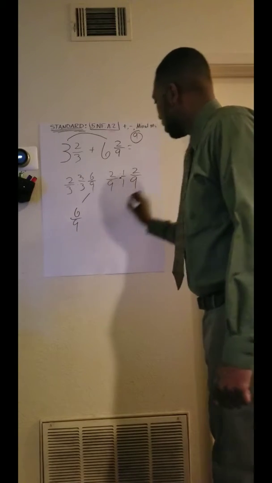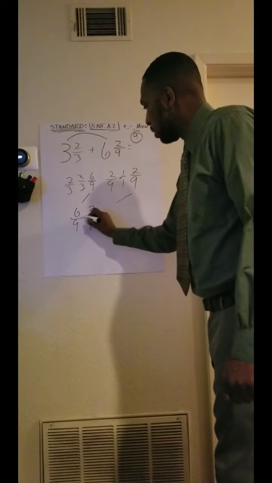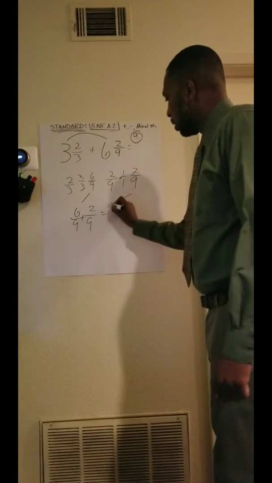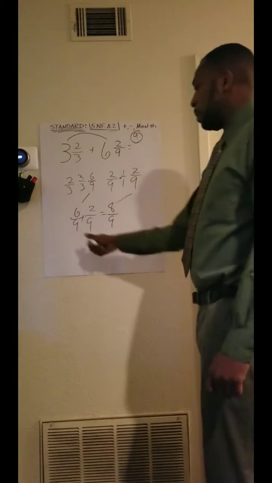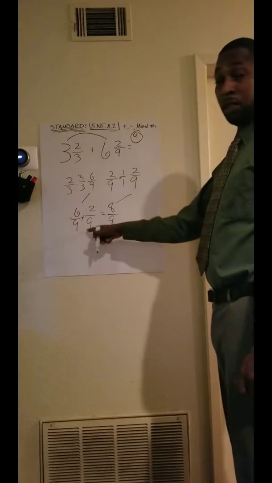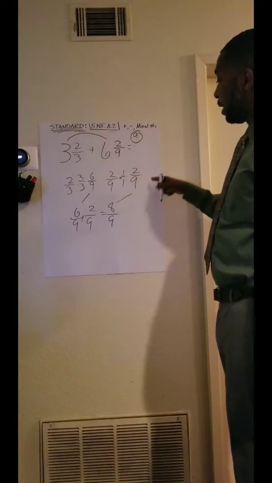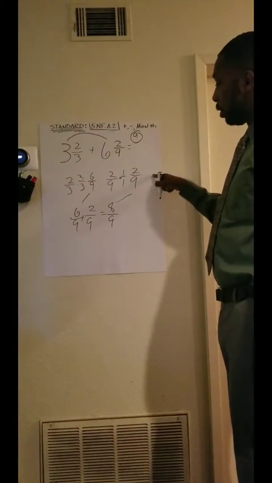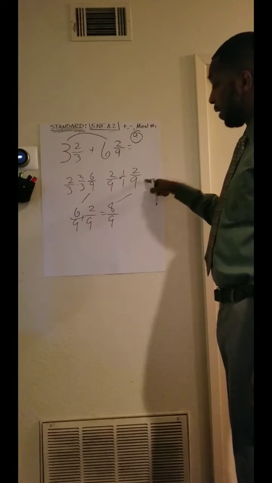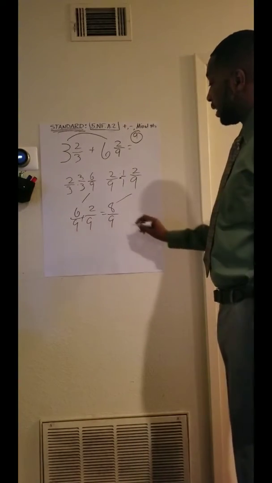Okay, so then I add those together. 6 ninths plus 2 ninths equals 8 ninths. Remember, the denominator is going to stay the same. No matter if you're adding or subtracting, your denominator is going to stay the same. Okay? So first I had to find the least common multiple, which is 9. And that's how I got 9 to be my denominator. Okay? I got 8 ninths.